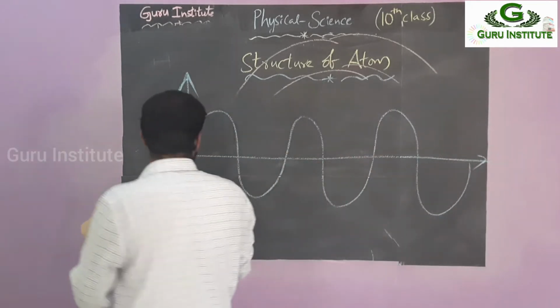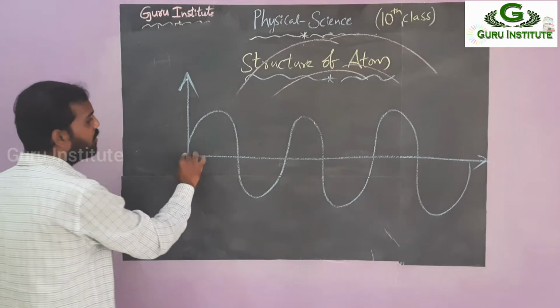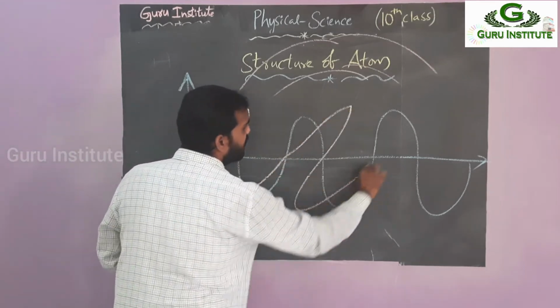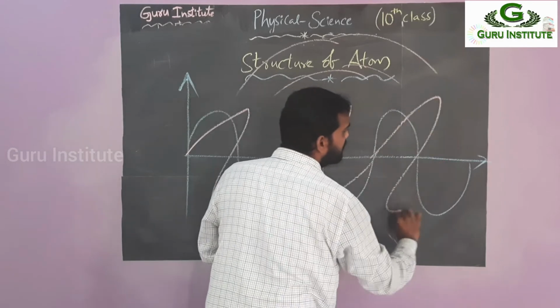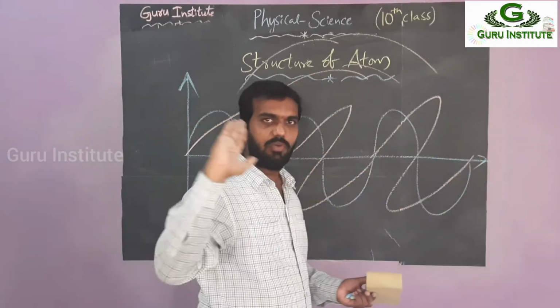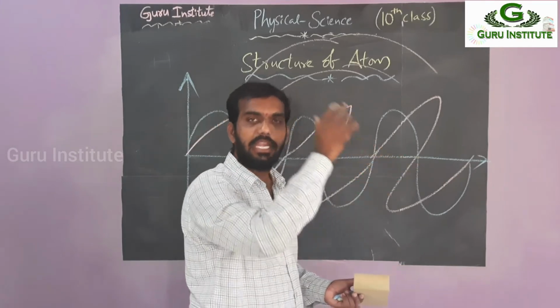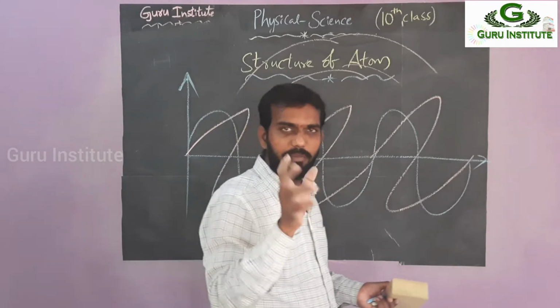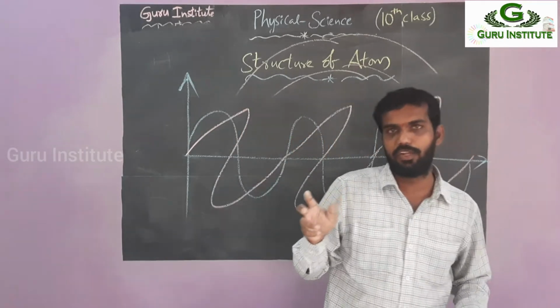So if you see this one, this is the electric wave, for example. Then this should be the magnetic wave. In the picture we can't see that clearly. Why? Because it is a 3D picture. So that's why I show you the horizontal one is the electric wave, then the vertical one is known as the magnetic wave. So this is about the electromagnetic wave, the combination of electric wave and magnetic wave.